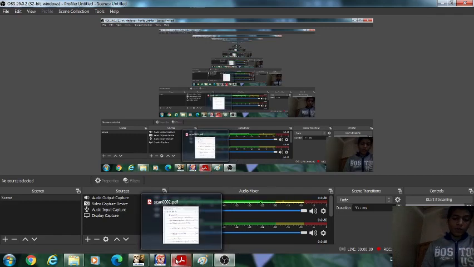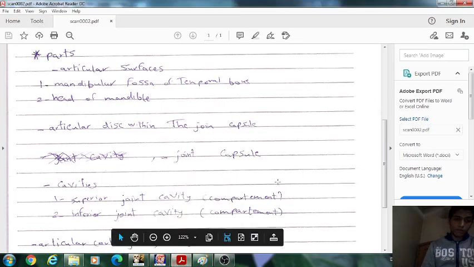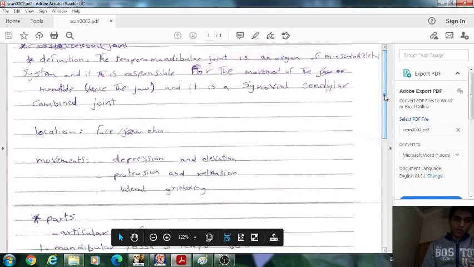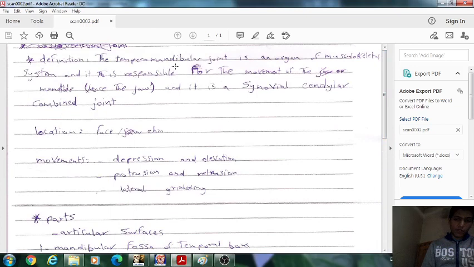We're going to start a description of the temporomandibular joint. Maybe let's start with the definition. The temporomandibular joint is an organ of the musculoskeletal system. It's responsible for the movement of the mandible, hence the jaw. Of course, this movement allows us to talk and to eat.